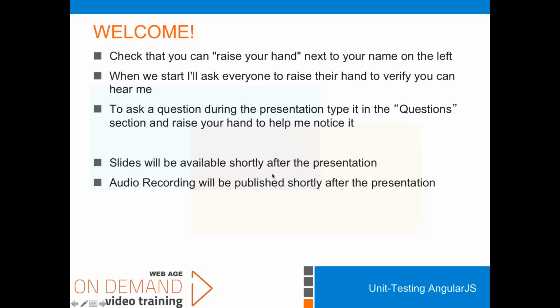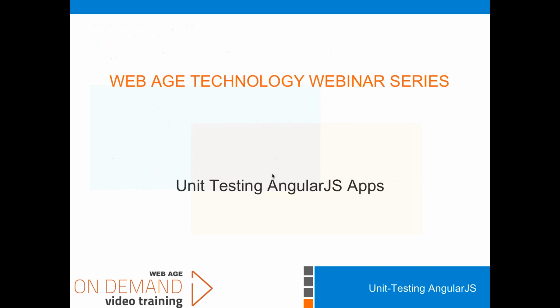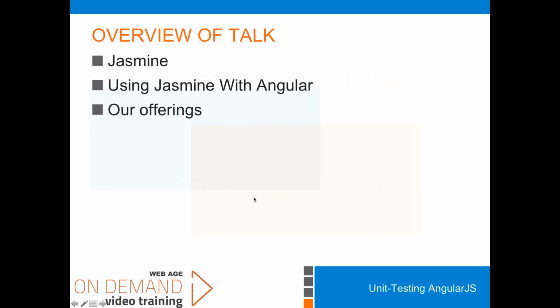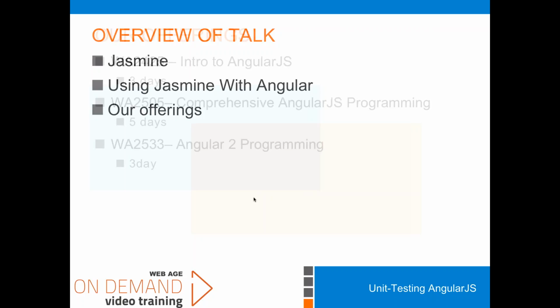All right, so what are we here for? We're going to talk a little bit about unit testing AngularJS applications. In particular, we're going to talk about Jasmine as a unit test framework, and then using Jasmine with Angular, in particular with a framework called Angular Mocks, and we'll also have a quick look at end-to-end testing with the Protractor package, and then we'll just mention our offerings, and actually I'll just mention the offerings right now.